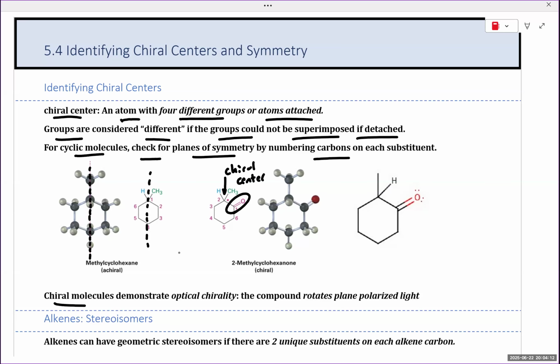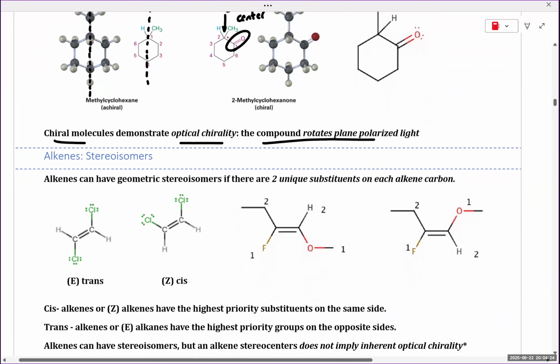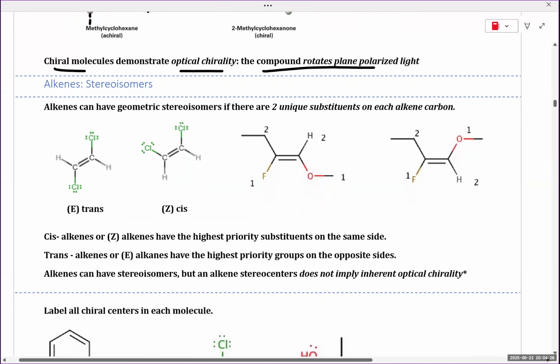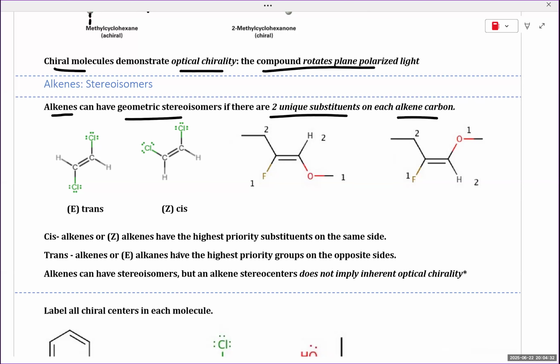Chiral molecules also demonstrate something known as optical chirality. The compound rotates plane polarized light. Let's talk now about alkenes and alkene stereoisomers. So alkenes can have geometric stereoisomers if there are 2 unique substituents on each alkene carbon. So for example, on each carbon in the following alkene, we have 2 unique substituents.